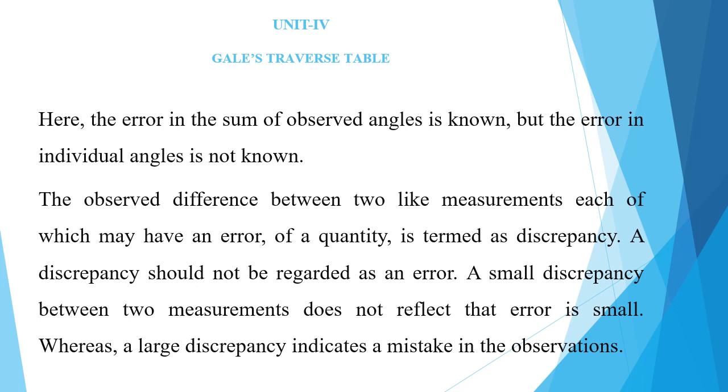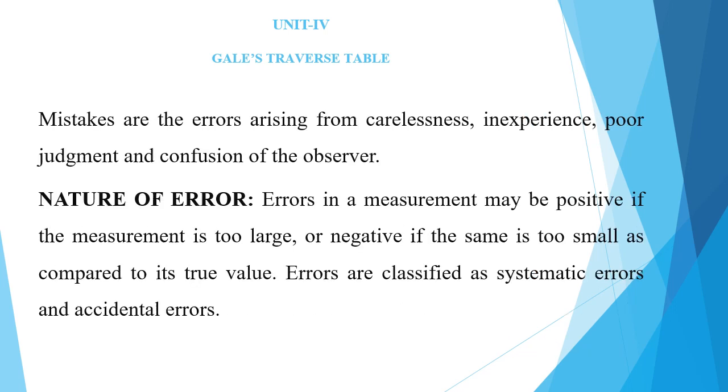The observed difference between two like measurements, each of which may have an error, is termed a discrepancy. A discrepancy should not be regarded as an error. A small discrepancy between two measurements does not mean that the error is small, whereas a large discrepancy indicates a mistake in the observations. Mistakes are errors arising from carelessness, inexperience, poor judgment, and confusion of the observer.